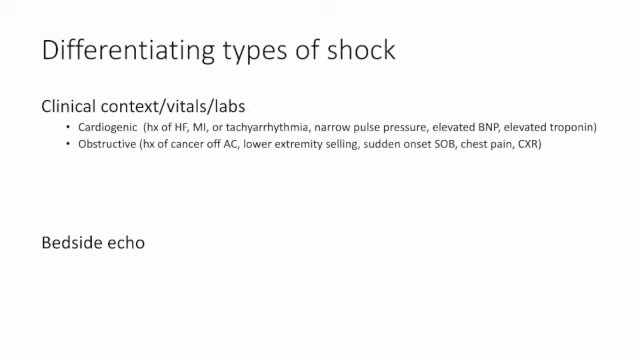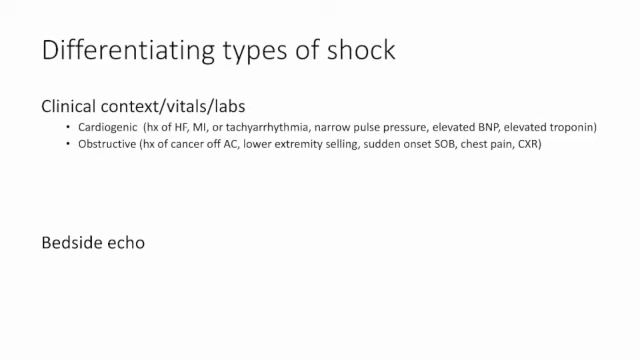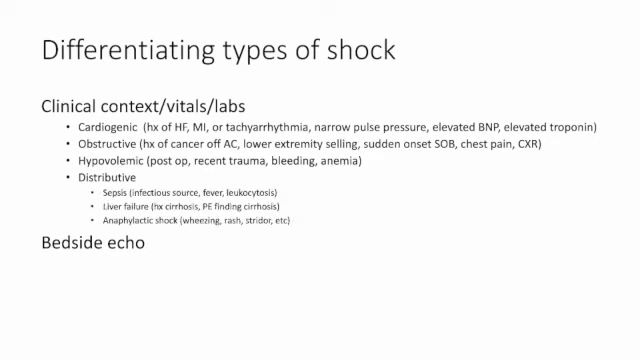In obstructive pathologies such as massive pulmonary embolism, this might be a patient who has a history of cancer, a hypercoagulable state, they've been off anticoagulation, they have a history of DVT or lower extremity swelling. On the vitals, you'll see tachycardia. And in the case of tension pneumothorax, look for clinical signs like sudden onset shortness of breath, chest pain. On a chest x-ray, you can identify pneumothorax. For hypovolemic, again, clinical context is key. Is this a post-operative patient? Do they have recent trauma? Do they have frank bleeding? Are they anemic? And for distributive, which includes varying etiologies, for sepsis, do they have an infectious source?